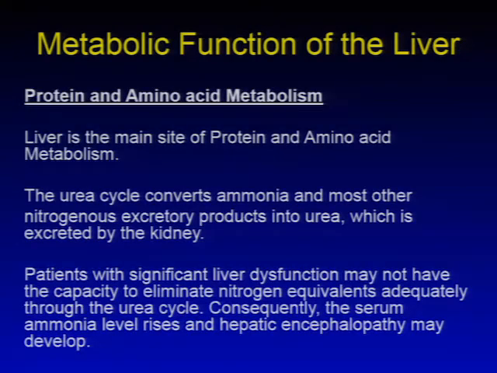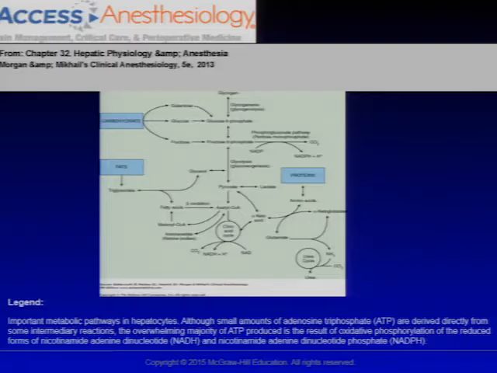Protein and amino acid metabolism. The liver is the main site of protein and amino acid metabolism. The urea cycle converts ammonia and most other nitrogenous excretory products into urea, which is excreted by the kidney. Patients with significant liver dysfunction may not have the capacity to eliminate nitrogen, and thereby their serum ammonia levels rise and they develop hepatic encephalopathy. This slide depicts the important metabolic pathways in the hepatocytes.